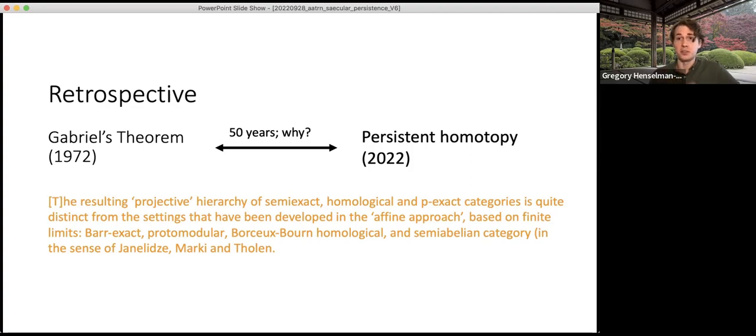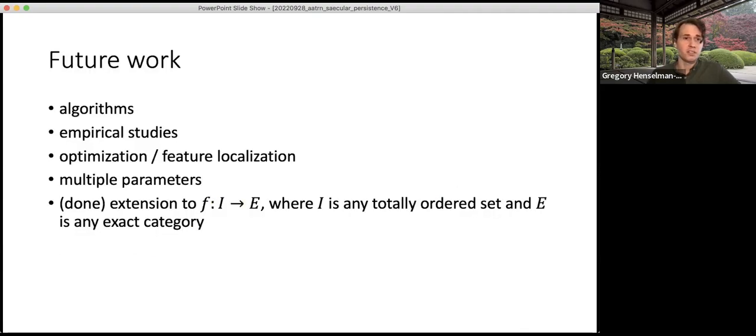So it's very natural for the people who live in the world of algebraic topology, algebraic geometry, to work with those categories. But I think what we see from this example is that the projective world of non-additive categories has a lot to offer as well. So down the line, there's lots of work to do in this domain. There's lots of work with algorithms.